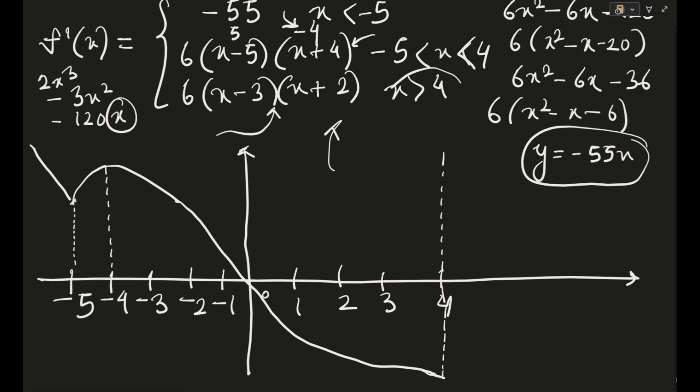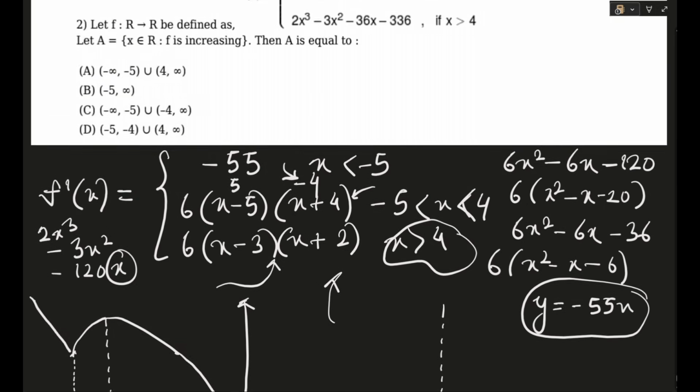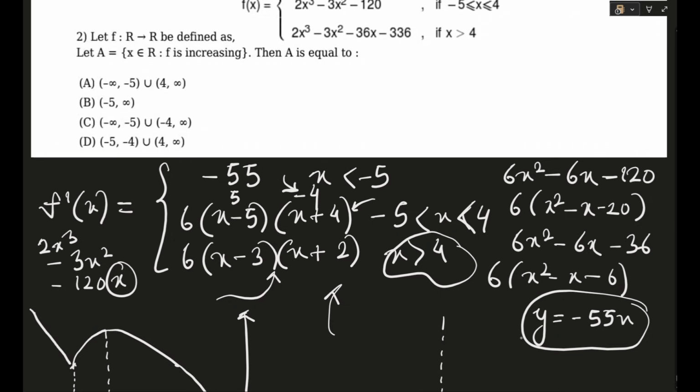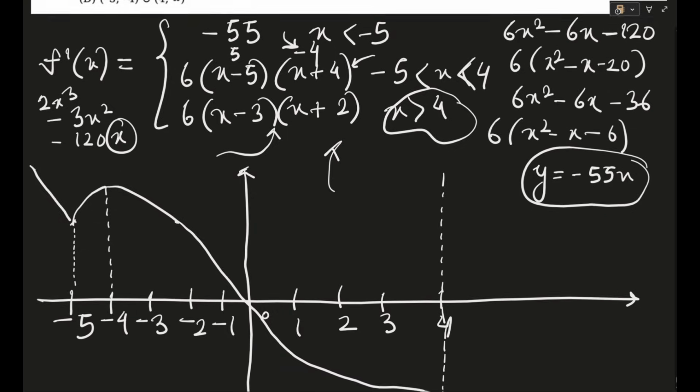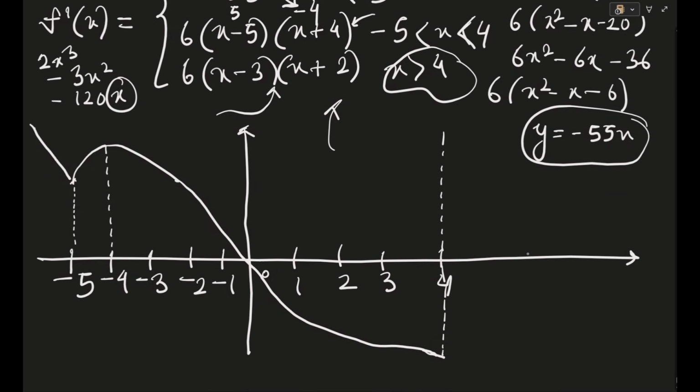And when we go on for x greater than 4, this is the curve 6. Wait, the curve was, I will check once. Okay, 2x cube minus 3x square minus 36x minus 336, right? So x greater than 4, I guess there will be no issues, because if we observe our f dash x at x greater than 4, it's perfectly increasing. So it will go on increasing like this. Okay, that's a very approximate diagram, but that is our point of concern right now.